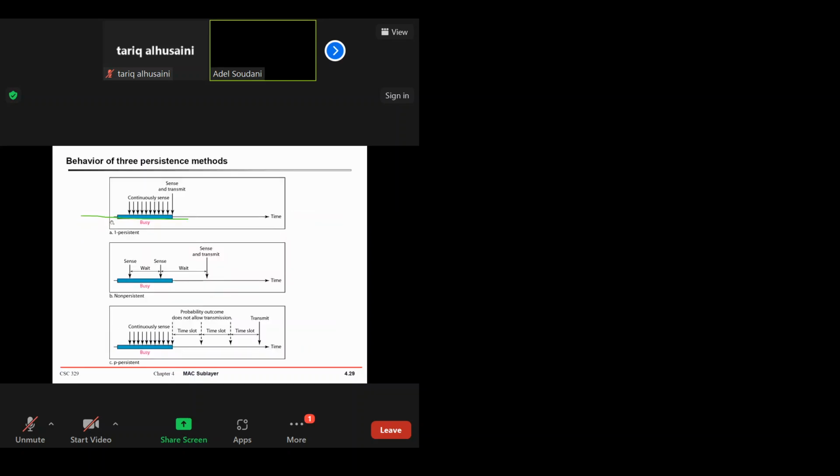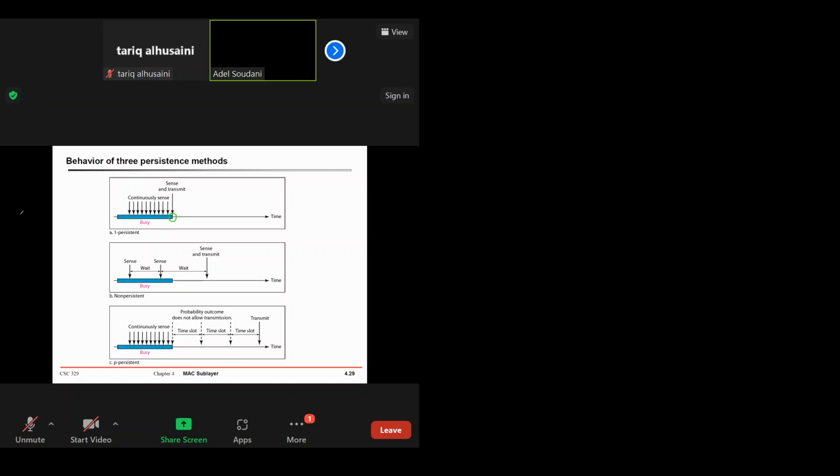So let me skip some slides and go to this one. Persistent means that one machine has to continuously check the availability of the channel. What you see here in the blue color represents the time in which the channel is busy with the transmission of data coming from another machine. So one machine has first to keep detecting the availability of the channel until it becomes available. Once the channel is available, then it can start sending the data. That's what we call the persistent method.